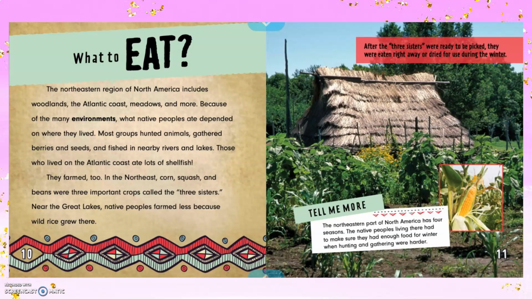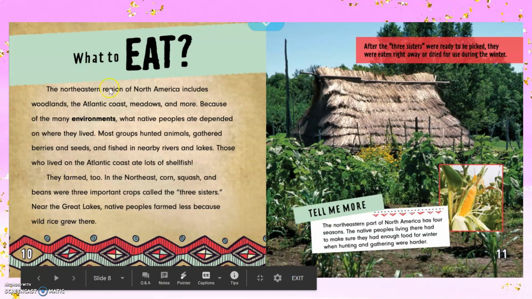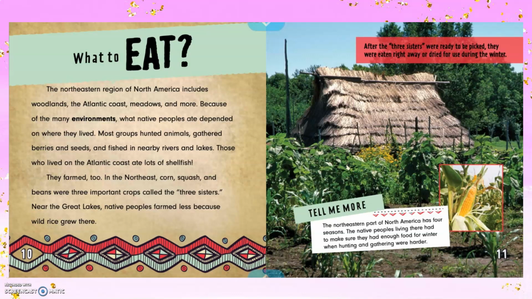So here I'm going to read, which I already have, about the Lenape tribe, about what they eat. So I see in the heading it says, what to eat. The northeastern region of North America includes woodlands, the Atlantic coast, meadows, and more. Because of many environments, what Native American people ate depended on where they lived.